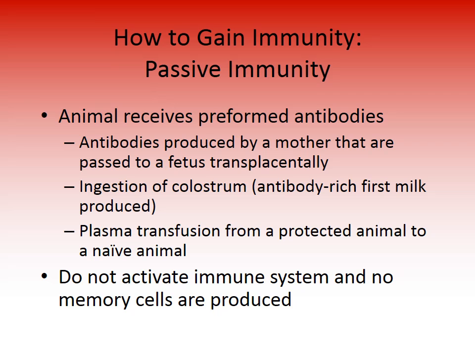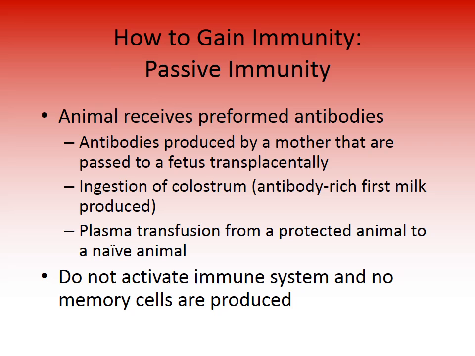So how do we get immunity? The way that we get immunity, you can get it passively or actively. Passive immunity is when the animal receives preformed antibodies. Okay, so the antibodies are given to this animal. For example, antibodies produced by a mother that are passed to the fetus transplacentally. So a fetus will gain antibodies from its mother transplacentally.